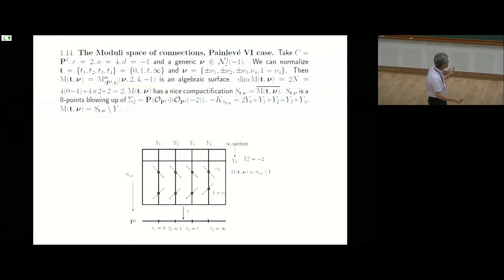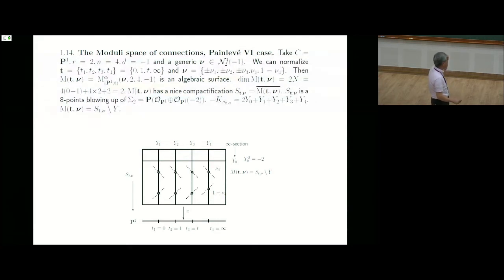Originally this is minus 2. And ordinarily this fiber has self-intersection 0, but if you blow up 2 points, then the self-intersection decreases by 2, so this is minus 2. Blowing up Σ2 at 8 points, and then deleting the infinite section and the proper transforms of the fibers, gives you M_T^ν. So this is a very concrete description of the moduli spaces, okay.